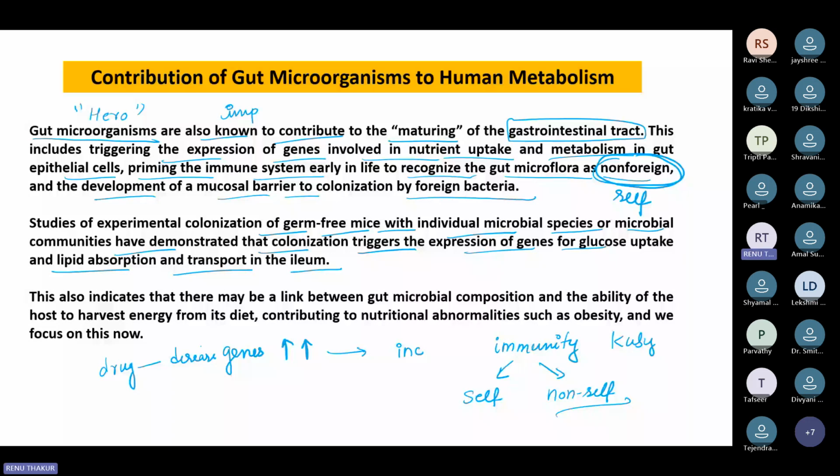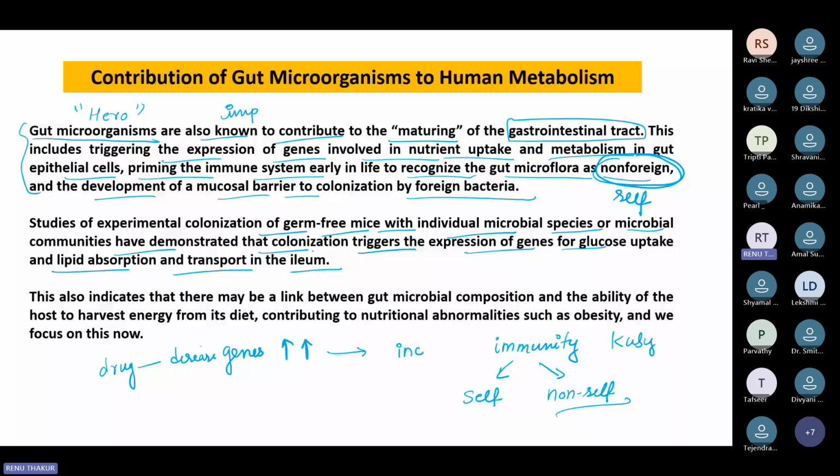We need some sort of experiment. So all these things which are revealed in this line are only because of certain experiments published in different literatures. So through that, it is evident that the colonization triggers. Whose colonization? The microorganism colonization.